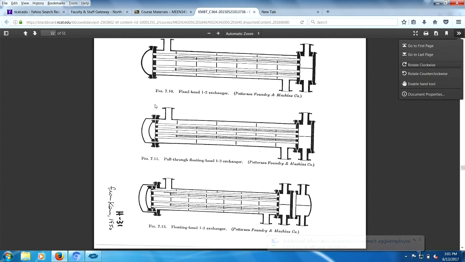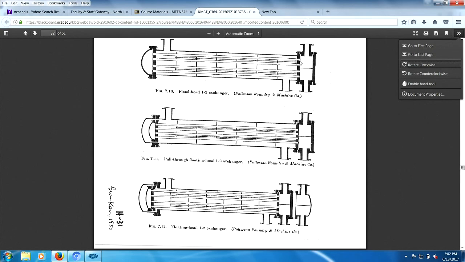Tatterson Foundry and Machine Company. Again, this is taken from Kern. This may be before Kelly Patterson. Anyway, what we have here is a shell and tube heat exchanger. We first have the shell. You can see the shell. And we can see the tubes. The tubes are running right here. So we have a shell containing a whole bunch of tubes.